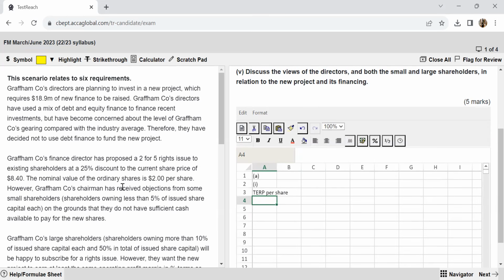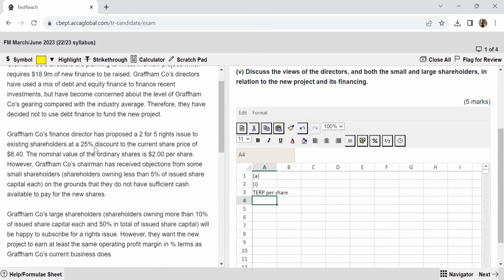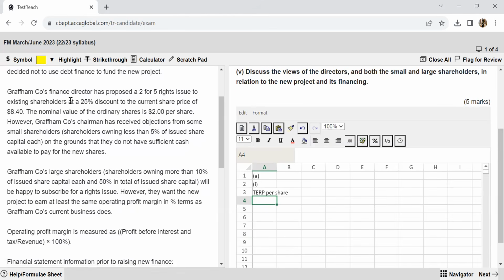Graffham company's directors are planning to invest in a new project which requires 18.9 million of new finance to be raised. Graffham company's directors have used a mix of debt and equity finance to finance the recent investments, but have become concerned about the level of Graffham company's gearing compared with the industry average. Therefore, they have decided not to use debt finance to fund the new project. So the finance director has proposed a 2-for-5 rights issue to existing shareholders at a 25% discount to the current share price of $8.4. The nominal value of the ordinary shares is $2 per share.